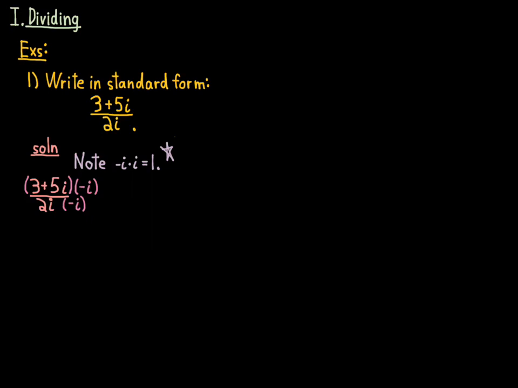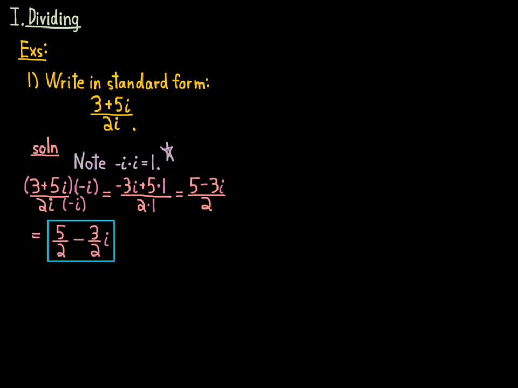Right, and on top I get minus 3i plus 5 times 1. Remember, negative i times i is 1, so that's just 5 there. And negative i times i is 1, so that's just 2 on the bottom. So you get this, and then you're supposed to write it in standard form, which is a plus bi. So I need to write it as 5 halves plus minus 3 halves i. Right, the b is negative 3 halves.